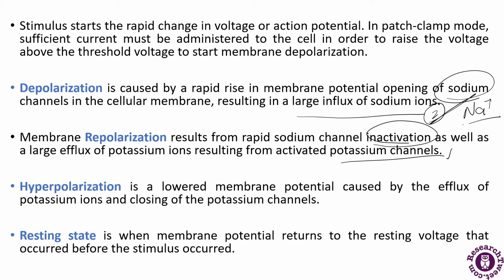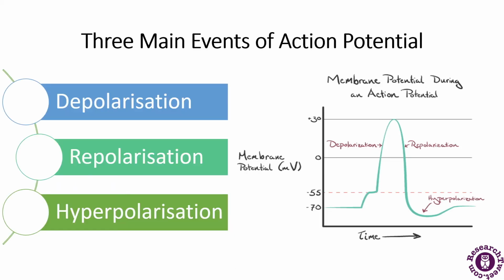After this stage, there comes a hyperpolarization, which we see was in the negative part. So it is a lowered membrane potential, which is caused by the efflux of the potassium ions and closing of the potassium channels. After this comes the resting state. So the resting state was the fifth stage in which the membrane potential returns to the resting voltage that occurred before the stimulus occurred. So this is all about this.